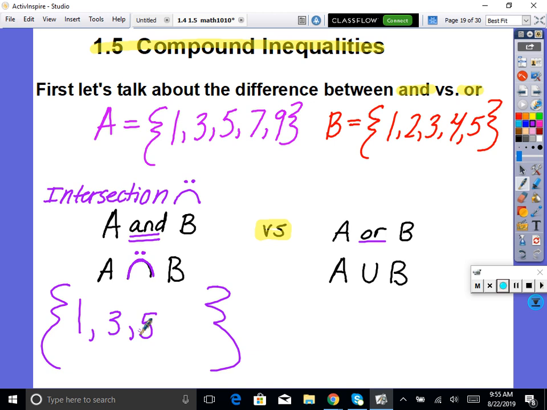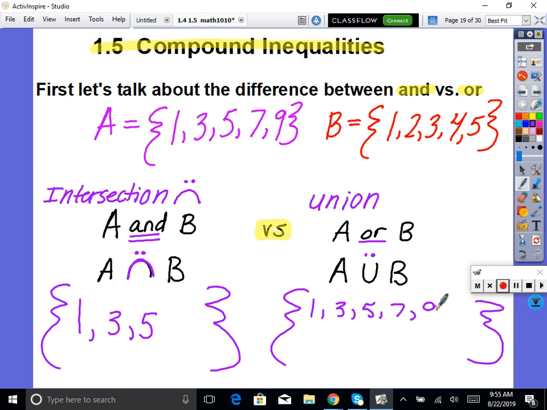Okay. Now, or is union. That means united. Everybody gets to go to the party, to the friend group. It's a uniting of A and B together. So we do the set. If it's in A, it gets to go to the party. If it's in B, it gets to go to the party. So let's just start with A. 1, 3, 5, 7, 9 gets to go to the party.